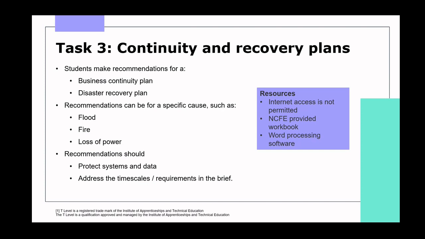Then we have task 3, which follows on quite nicely from task 2, where students now need to plan what to do if an event actually happens. And this is done by making recommendations for a business continuity plan and a disaster recovery plan. So they're not actually writing these plans, it's just things that they think could be included. And this might be for a specific cause, such as flooding, which is in the example sample assessment. And it should adhere to the timescales that are actually mentioned in the brief as well for being able to recover or being operational once more.